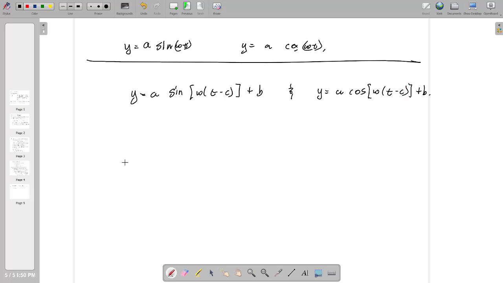Now, just as a quick example, just a reminder, we should already be able to do this, but let's go ahead and graph y is equal to a sine omega times (t minus c) plus b.